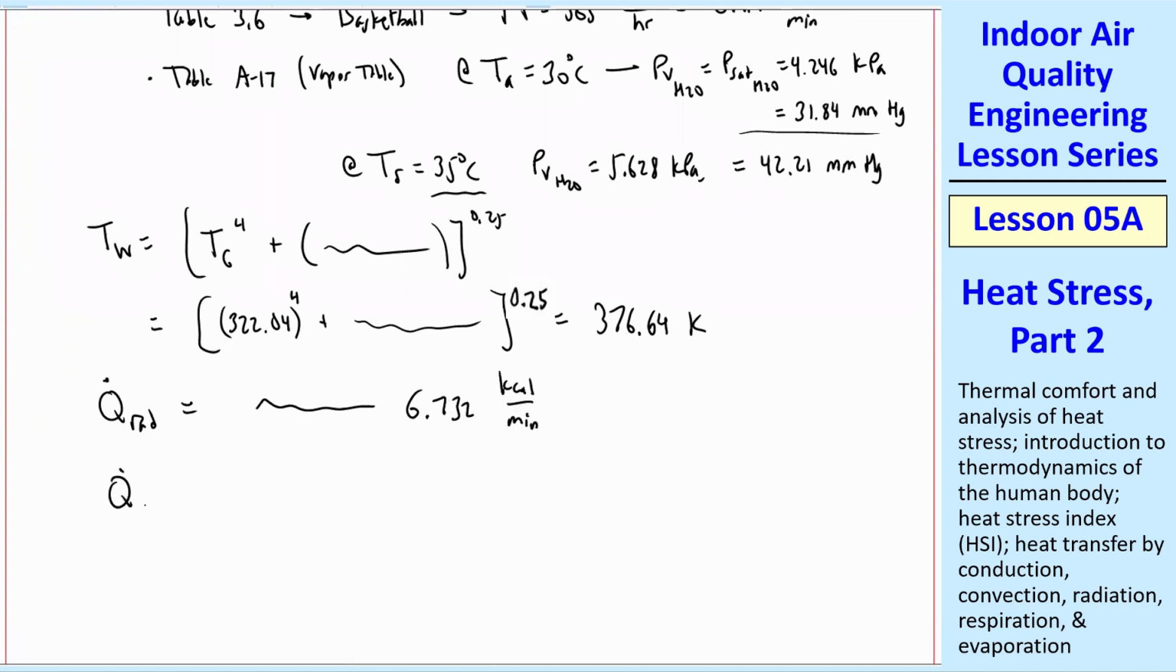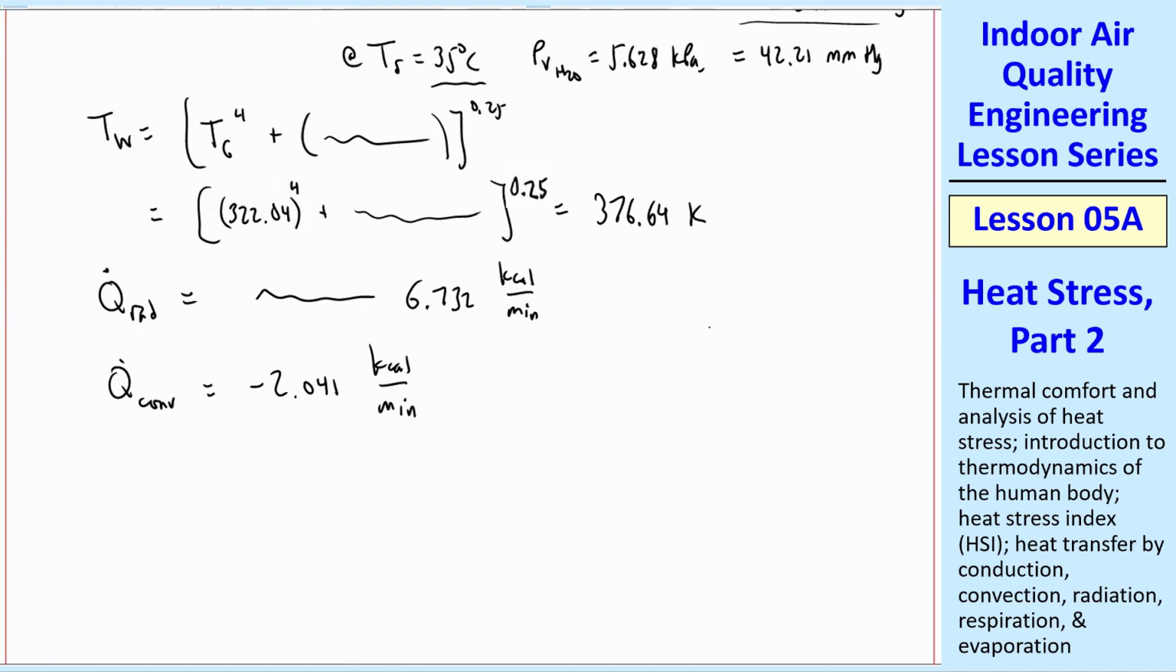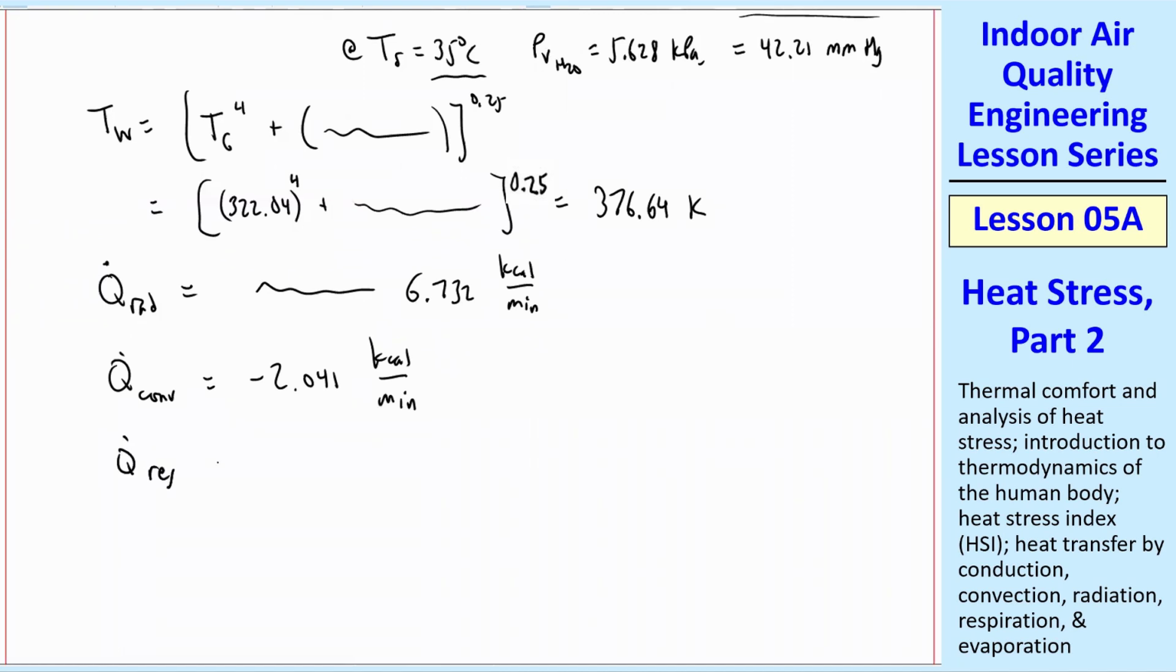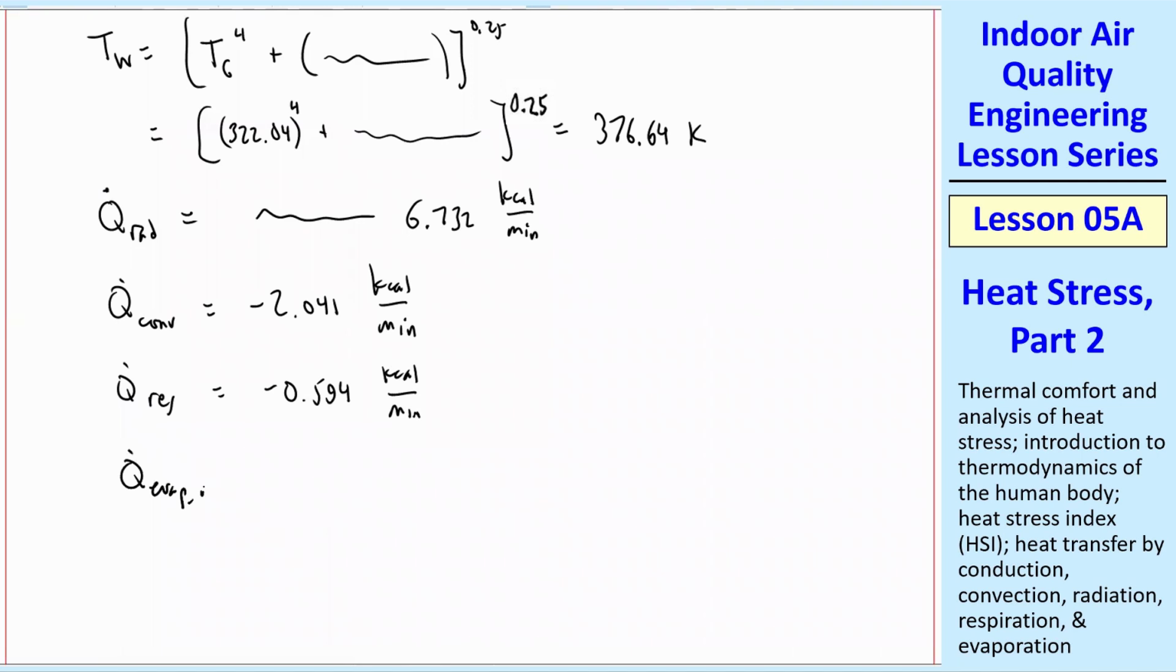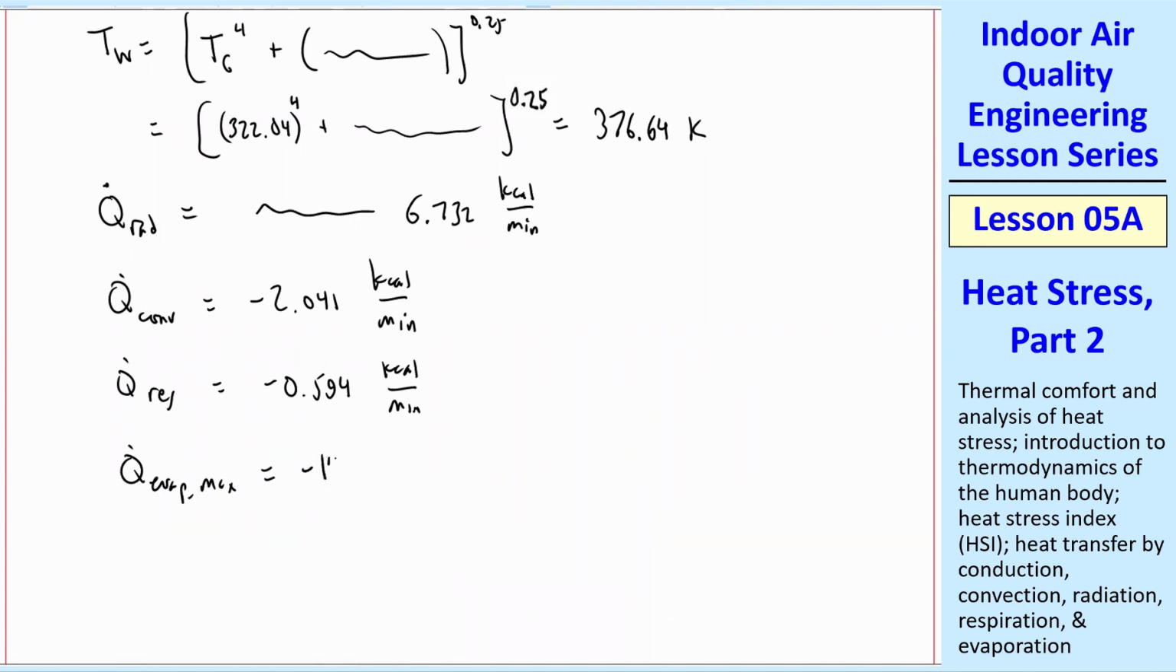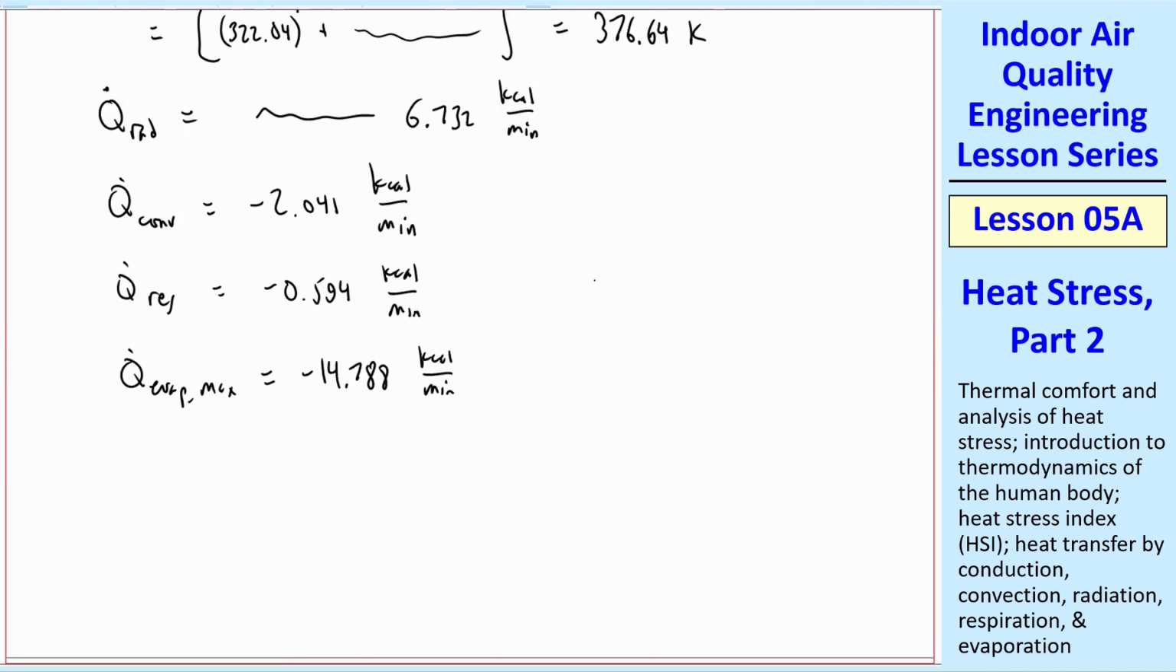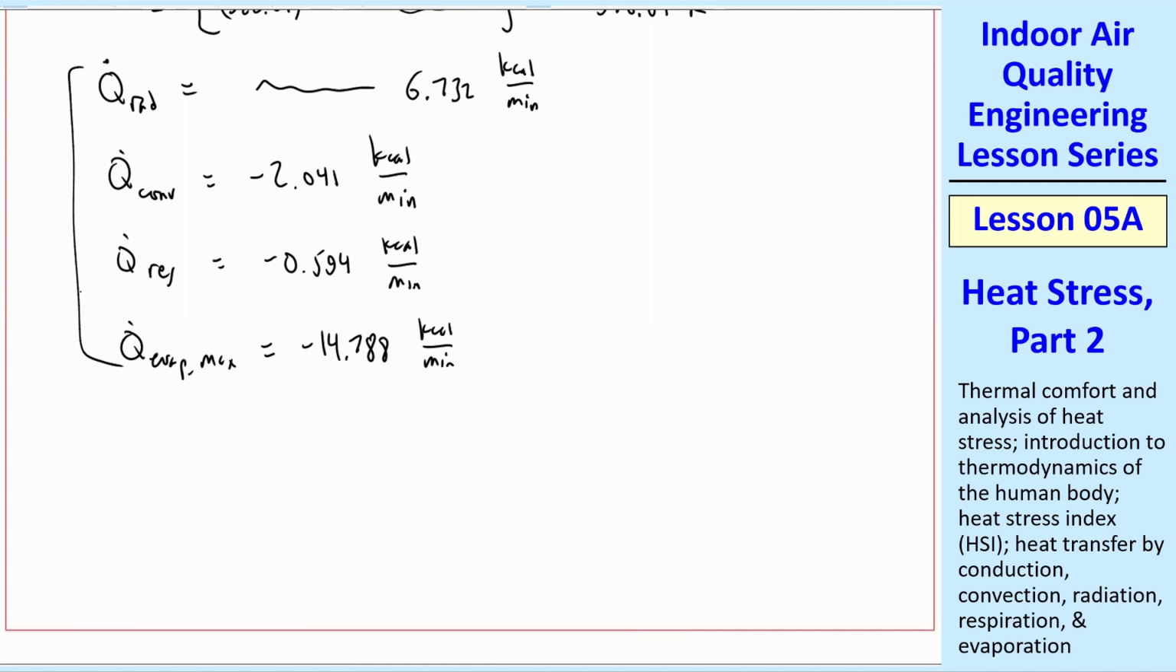And then you just use these other equations. Q dot convection turns out to be negative 2.041 kilocalorie per minute. For respiration, Q dot rest, you plug that into the equation, and you should end up with negative 0.594 kilocalorie per minute. And then Q dot evap max, the maximum possible evaporation rate, negative 14.788 kilocalories per minute.